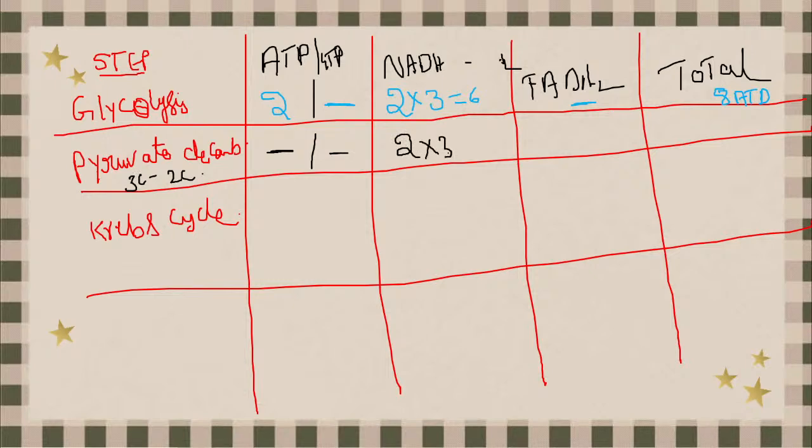So 2 into 3, 6 molecules of ATP. Is there any FADH2 producer, friends? No way. So total how many ATP did we produce here? 6 ATP. In which reaction? Pyruvate decarboxylation reaction. So friends, what will be the next one?